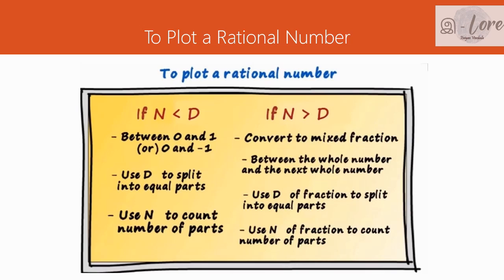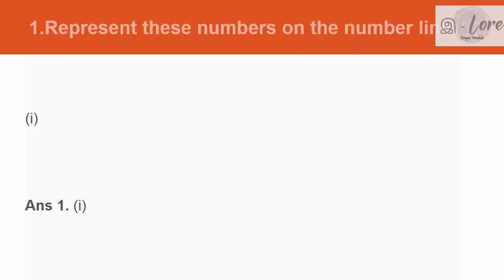If the numerator is greater than the denominator, converting to a mixed fraction is the first step. Between the whole number and the next whole number, the first number and second number, we have to consider. Use the denominator to split into equal parts, and use the numerator to count the number of parts. This is a very simple and short note where you convert the numbers into the format of a rational number. That's okay.